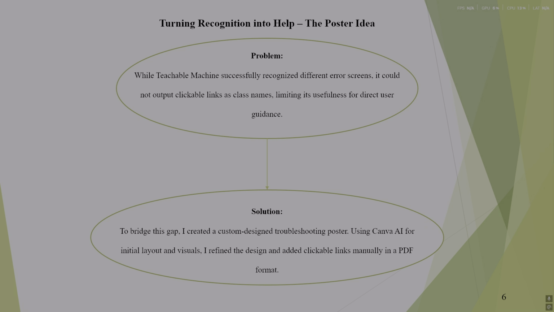While the classification worked well, there was one big problem. Teachable Machine cannot output clickable links or interact with users beyond labels. That meant I had to find another way to bridge the gap between recognition and real help. To solve this, I designed a visual troubleshooting poster using Canva AI. The poster visually maps each error screen to its solution, and I manually added clickable links to the PDF so users could jump straight to help resources. This gave the classification output a functional next step.